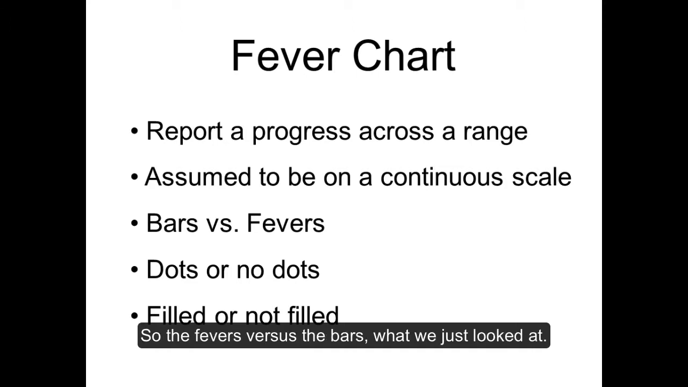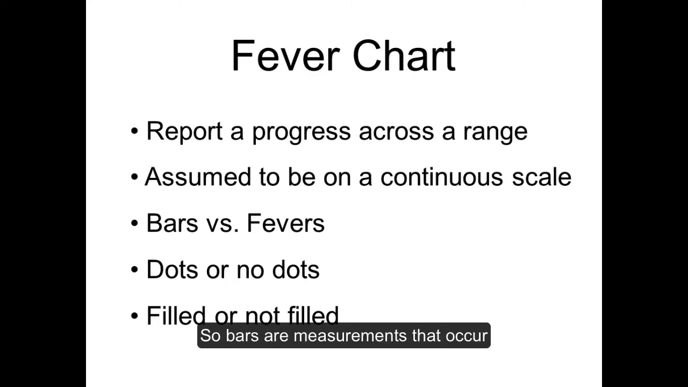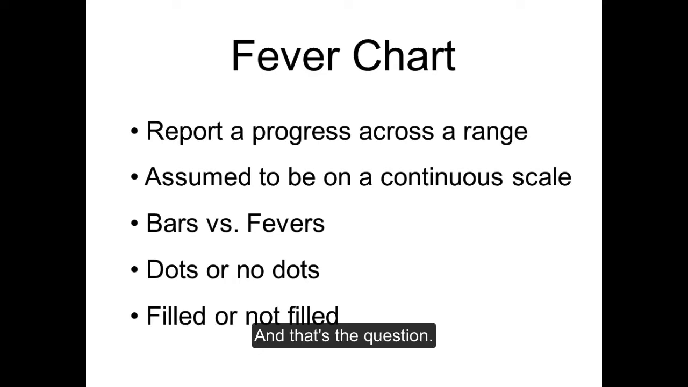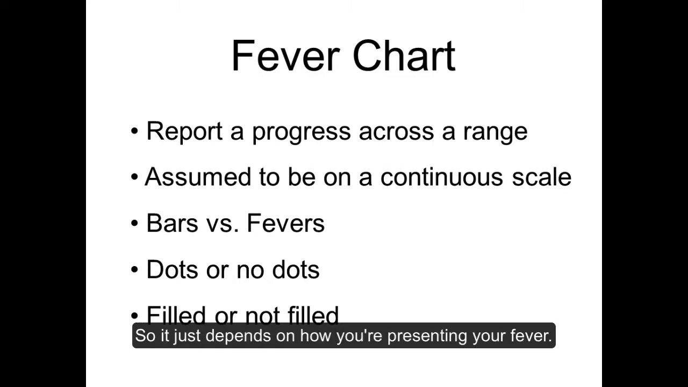So the fevers versus the bars, what we just looked at. Bars are more measurements that occur in what we would say more of a stair-step fashion or interval scales, whereas fevers are more in a linear fashion, a continuous scale. So do you put dots in or do you not put dots in? And that's the question. Dots do indicate that observations were made at that point in time, at that implied interval. It's exactly at that point. So it just depends on how you're presenting your fever.